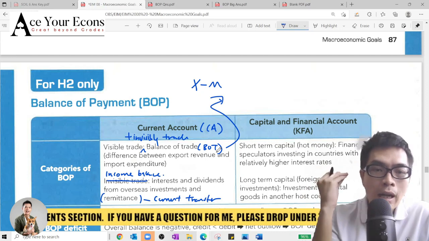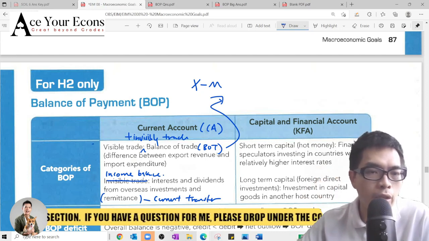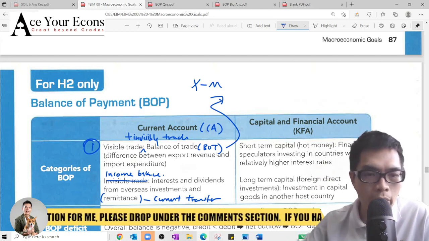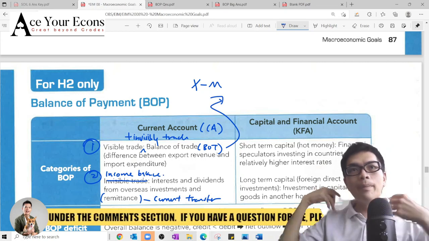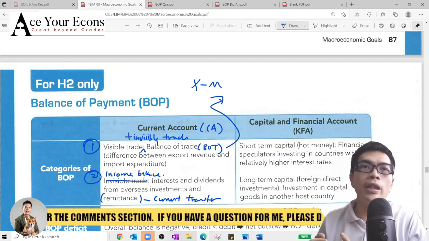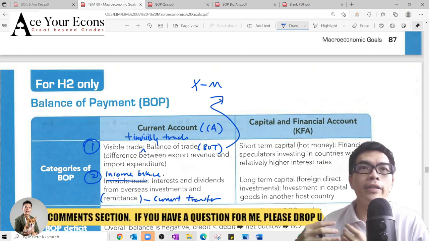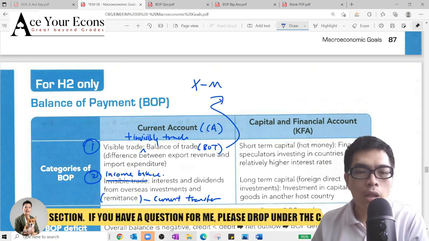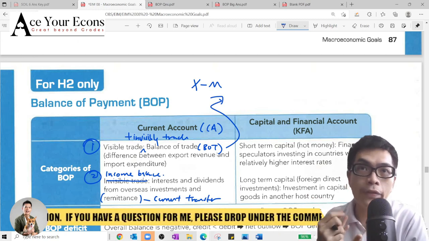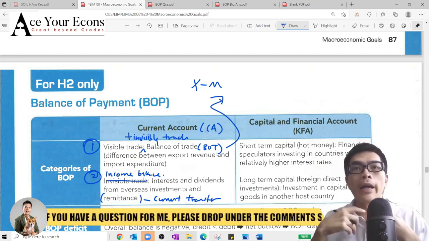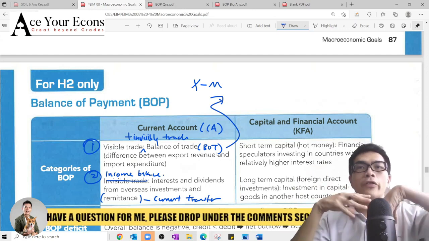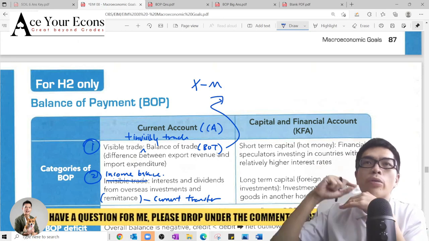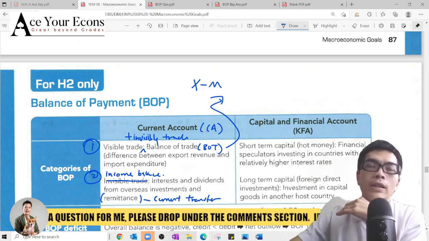So your current account consists of your balance of trade, which is your first sub account. The second one is what we call the income balance. We are concerned about your rent, interest, dividend, and profit from your overseas investments. What do we mean by that? Let me give you an example. Let's say there is a foreign firm, say Apple sets up a subsidiary in Singapore, and they start to remit profits back to the United States.